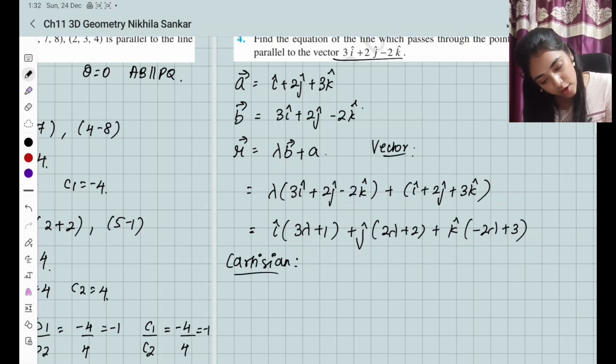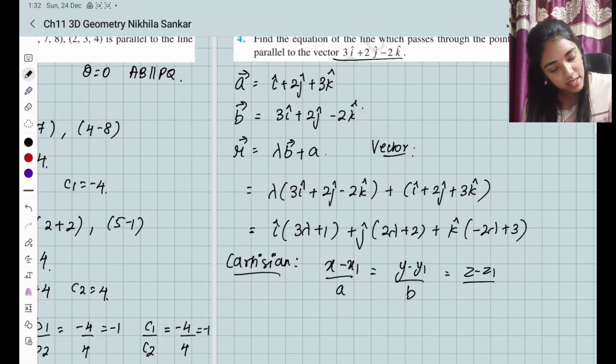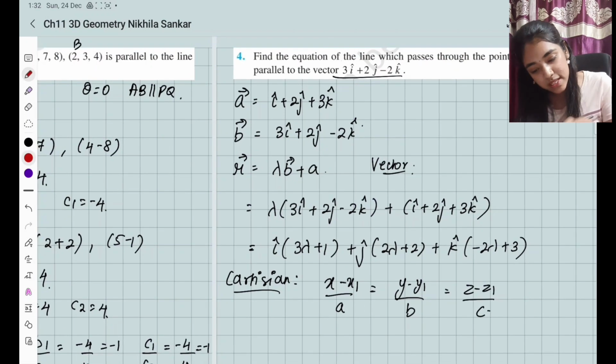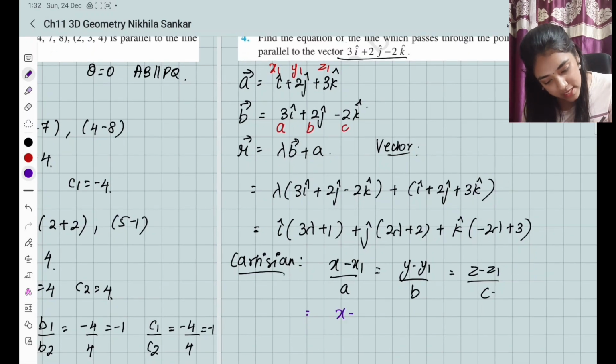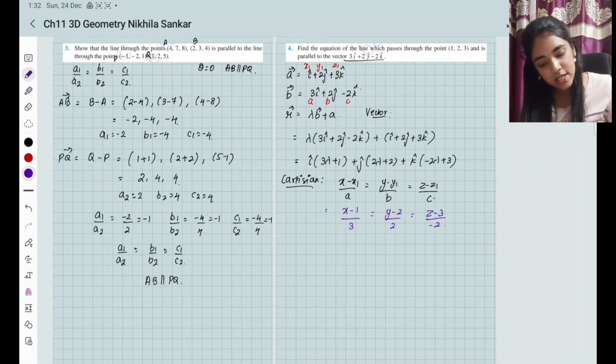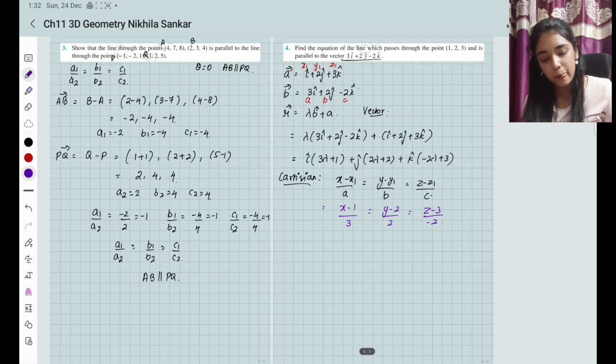So in the Cartesian form, it is going to be x minus x1 divided by a equals y minus y1 divided by b equals z minus z1 divided by c. இதில் x1, y1, z1 எது? It is going to be the components of I, j, k of a. So x1, y1, z1 இது and a, b, c are going to be a, b, c of b. புரிஞ்சுதா ஞாபகம் இருக்கா? This is going to be x minus 1 divided by 3 equals y minus 2 divided by 2 equals z minus 3 divided by minus 2. Okay. So this is going to be the equation. Please copy.